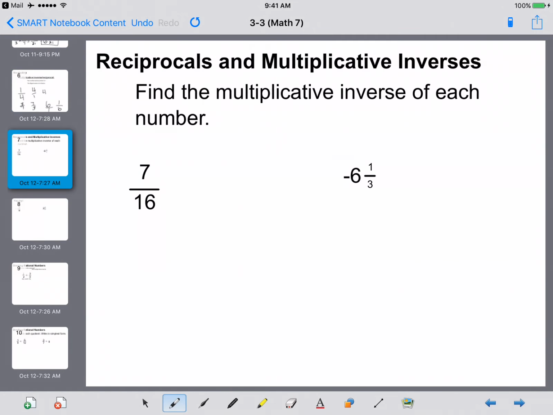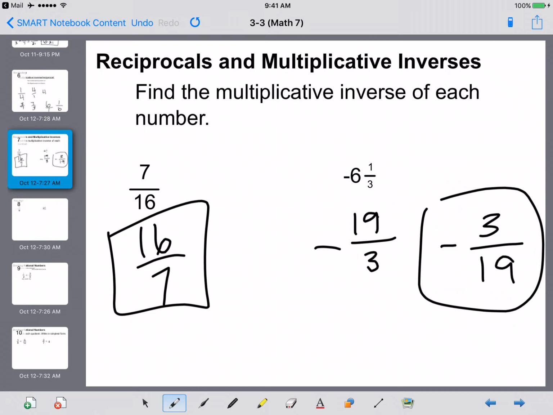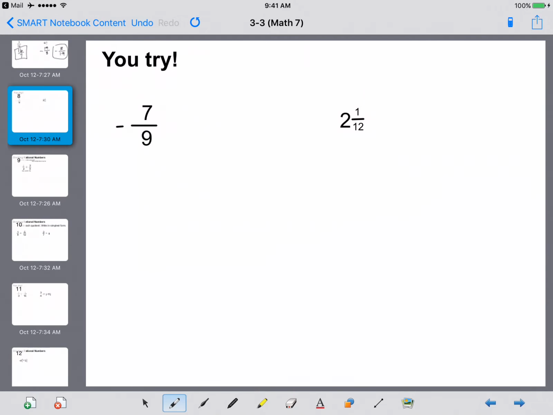So here we have 7/16. Its reciprocal is 16/7. If you have a mixed number, you need to turn it into an improper fraction. So 6 times 3 is 18, plus 1 is 19/3, and it's a negative number. Your reciprocal is still going to be negative, and then you just flip. So -3/19. So try these two and check back.